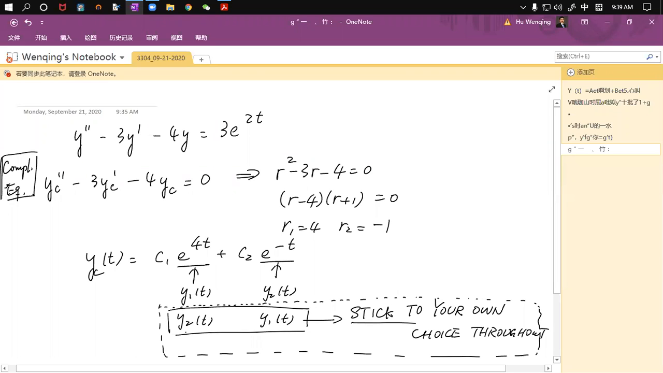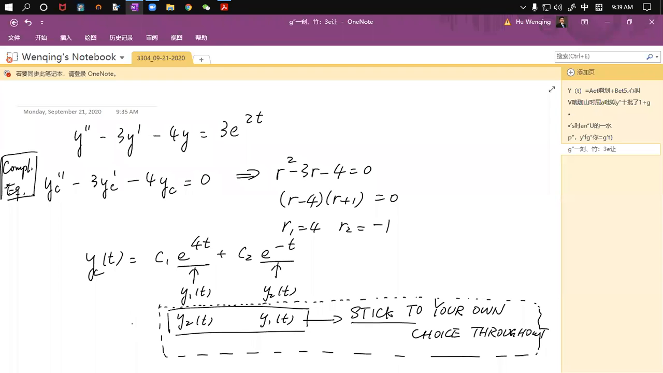A good idea for you to make sure that you don't mess up on your exam is that you should draw an arrow. So let's say this is y1, this is my y2. You draw 2 arrows, then you're clear with what your choice of y1, y2 is. Is that good for everybody?